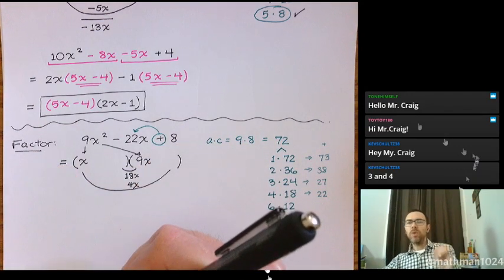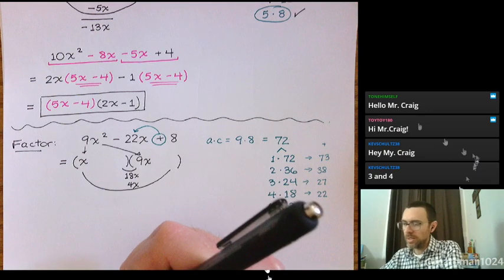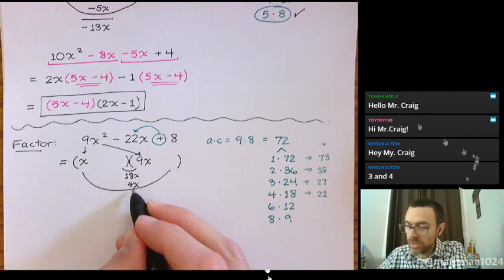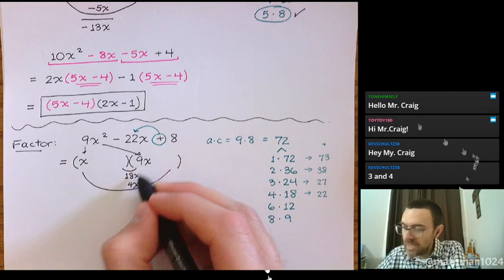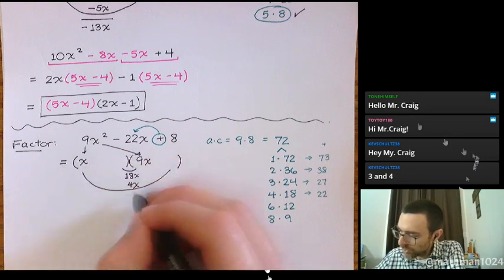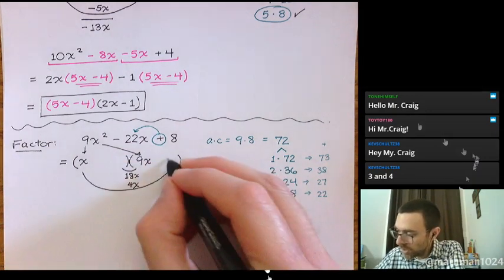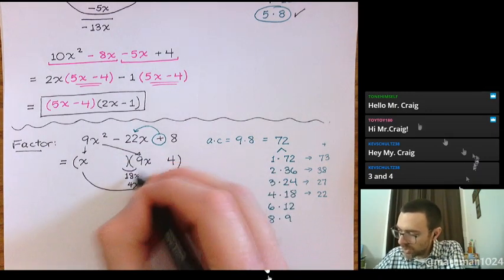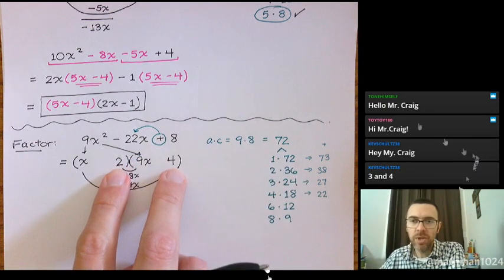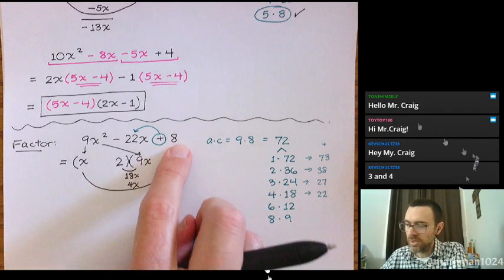Now again, we want to check to make sure that we're on the right track. Does 1 go into 4 evenly? Yes. Does 9 go into 18 evenly? Yes. So 1 goes into 4 four times, 9 goes into 18 two times. And you see very quickly that 2 times 4 is the 8 that we're looking for.